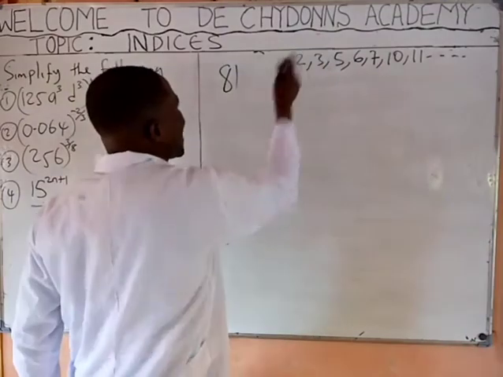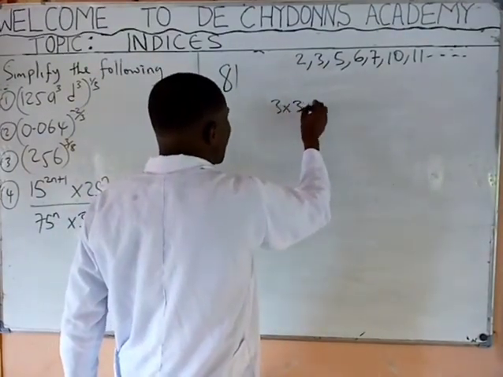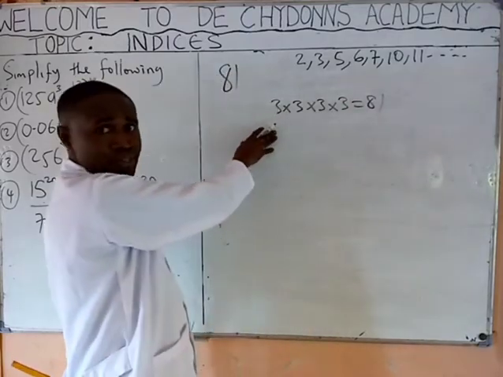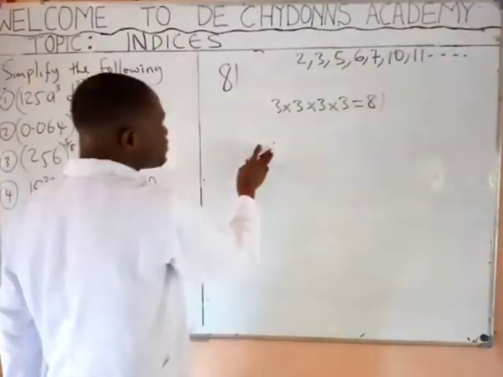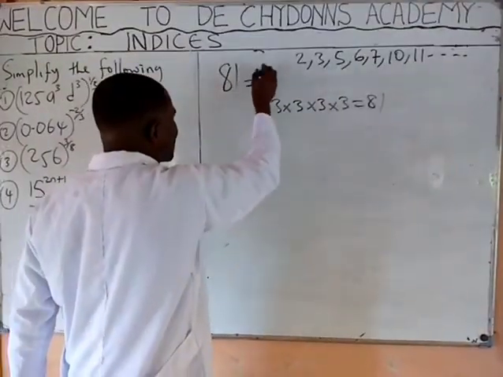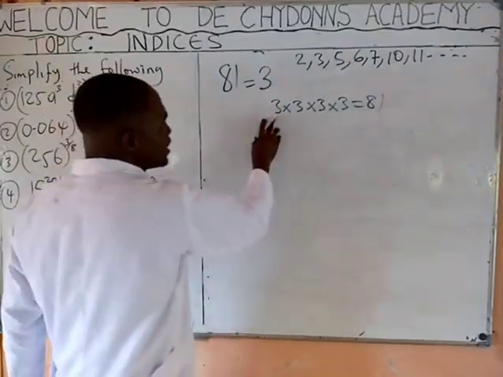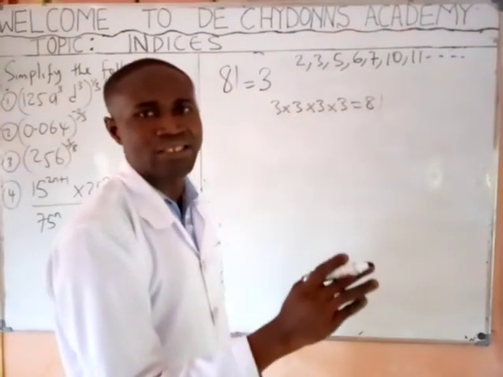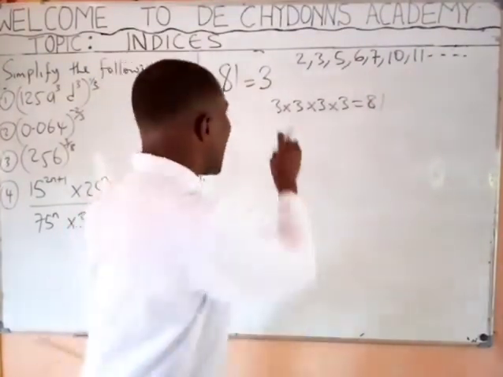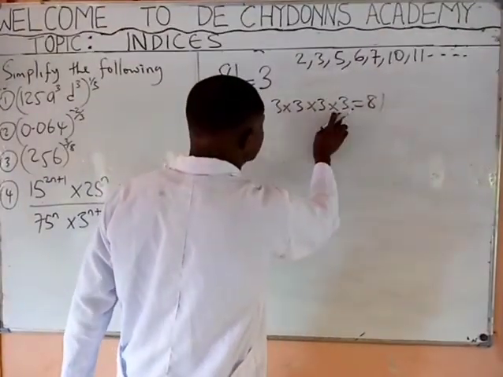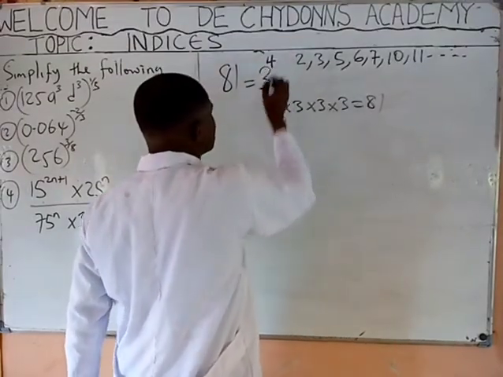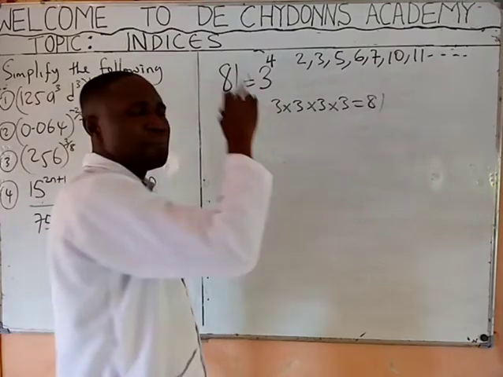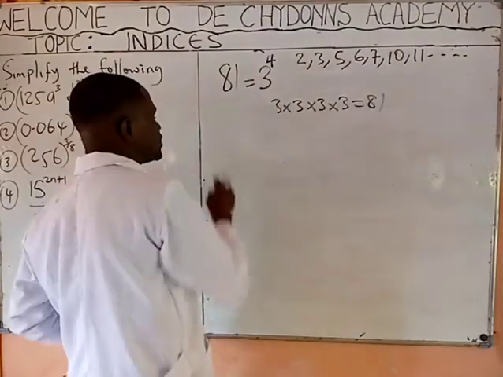Then I try 3. 3 times 3, 9, times 3, 27, times 3, 81. Hey, I can get it from 3. Okay? I got it from 3, right? How many times did I multiply it? That is what the index or power will answer. 4 times. So 3 raised to the power of 4 is the basic index form of 81.